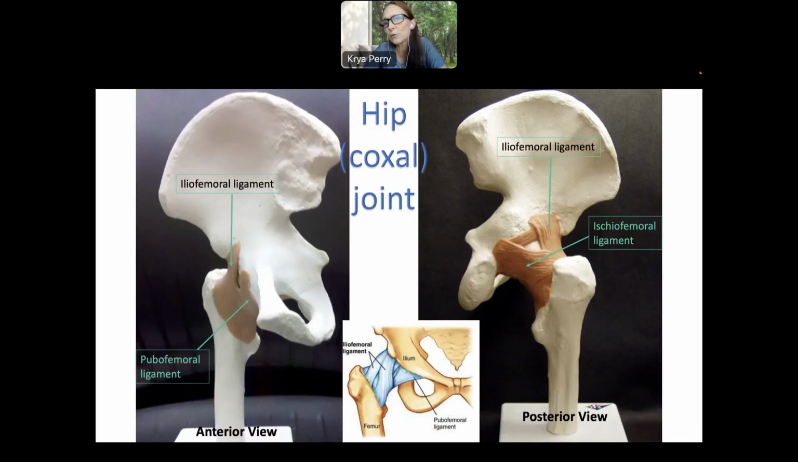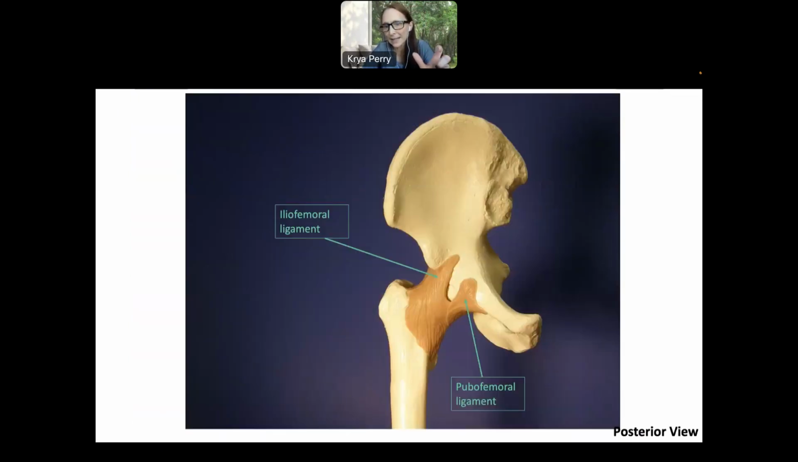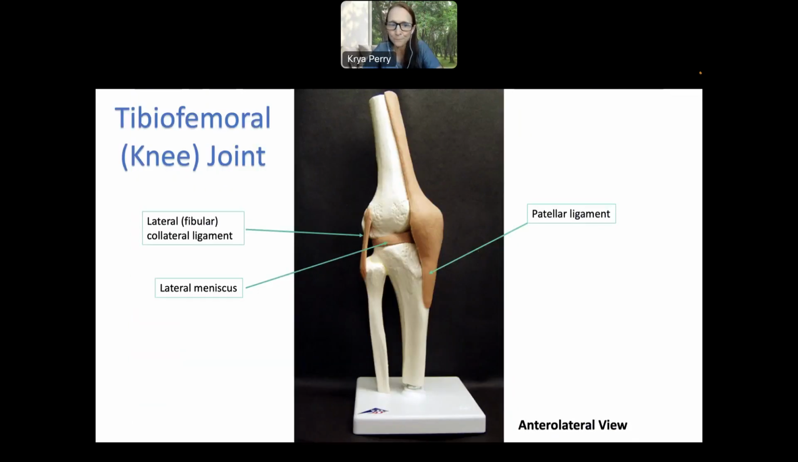I'll show you some different models in just a minute so that you can familiarize yourself with more than one model, because sometimes it does look a little different from model to model. But again, just try to look at what two bones those ligaments are connecting. That's your big key here.